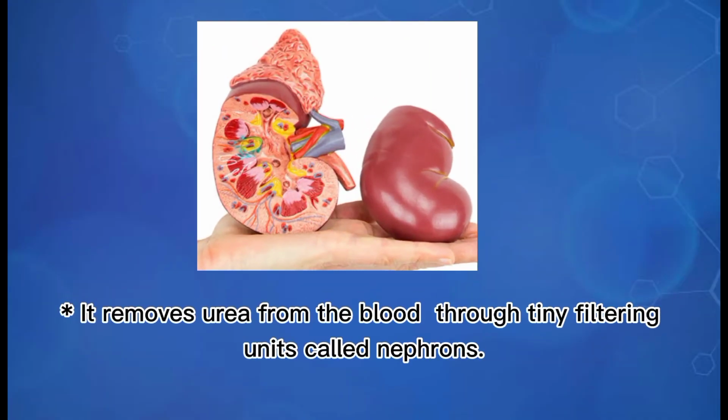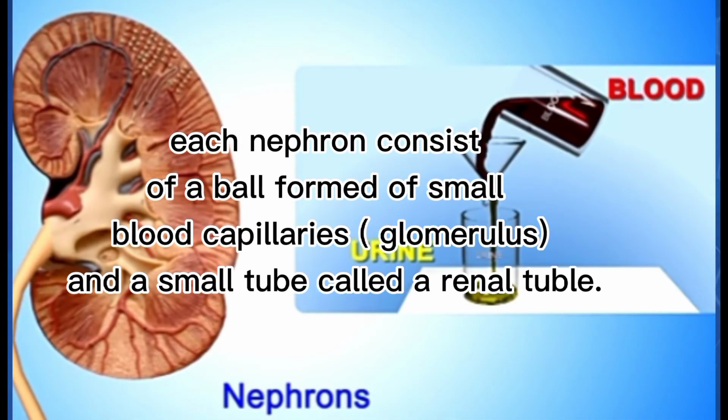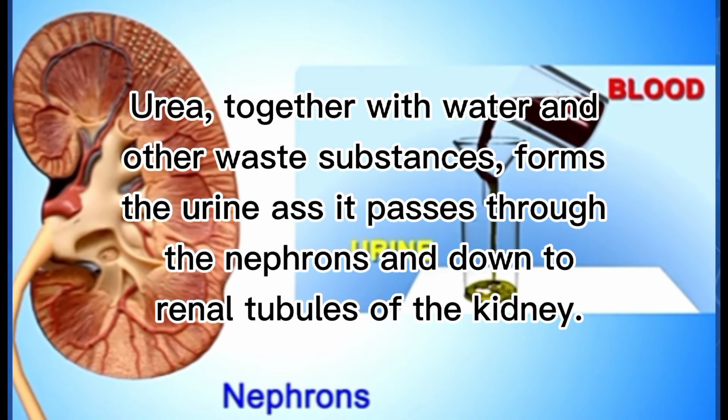The kidneys remove urea from the blood through tiny filtering units called nephrons. Each nephron consists of a ball of small blood capillaries, glomerulus, and a small tube called the renal tubule. Urea together with water and other waste substances form the urine, which passes through the nephrons and down the renal tubules in the kidney.